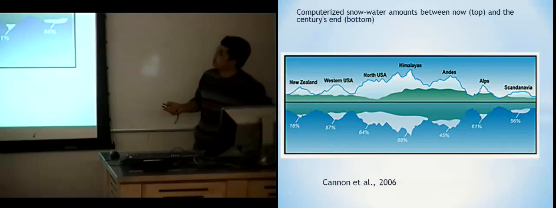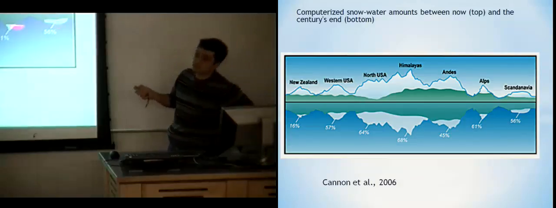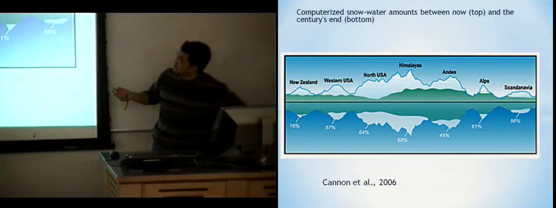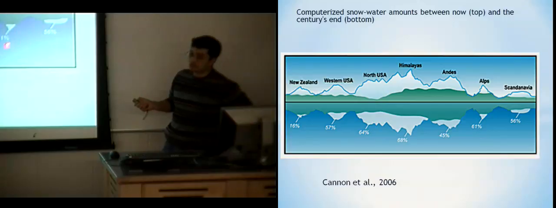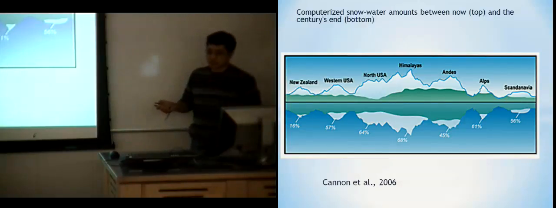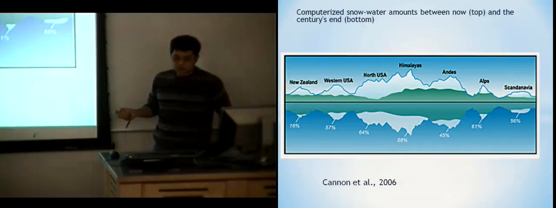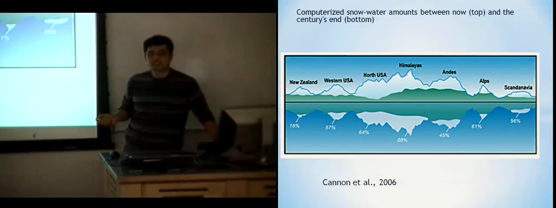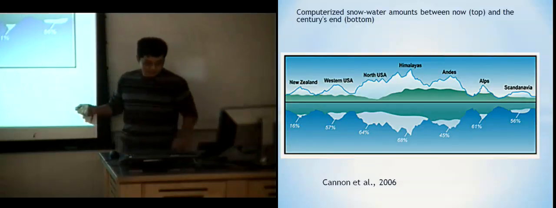This is snowpack over the mountains. This is New Zealand, Western United States here. The top is the current situation. This is the Himalayas, and this is northern USA. The bottom pattern is for the end of the century. So by the end of the century, you see the snow in the Western United States reduced to 57% compared to the current level. Yeah, I think this is good news because some model predictions say that by the end of the century there is no snow in the Western United States, but this still has about half of the snow in this area.